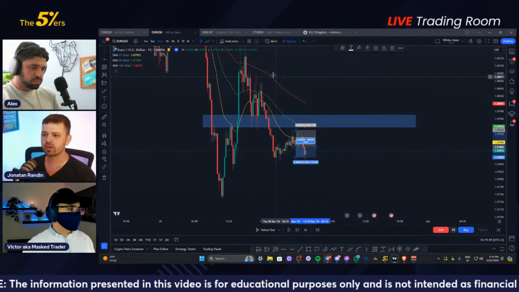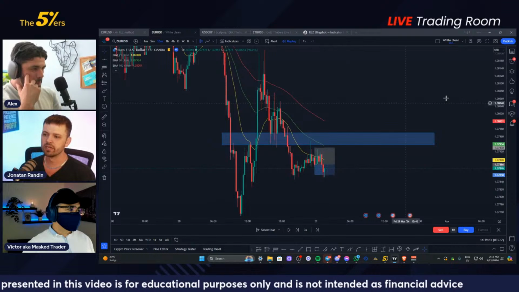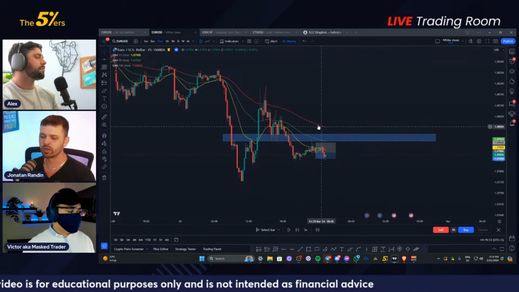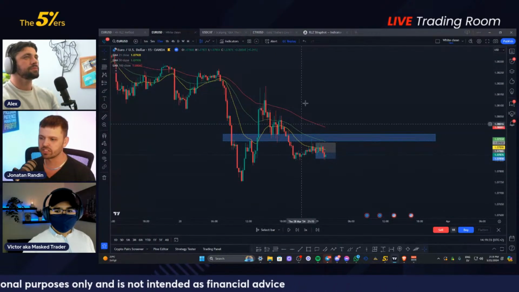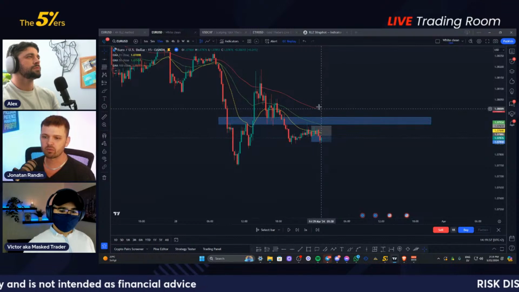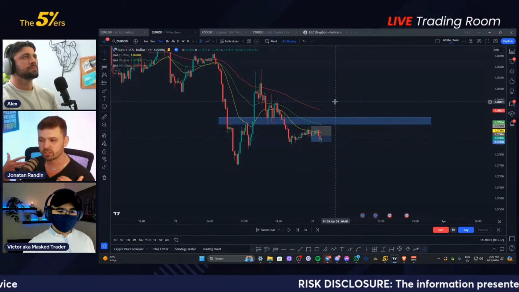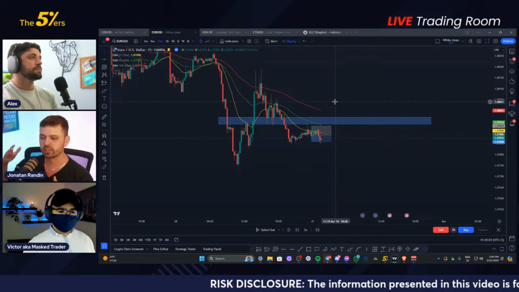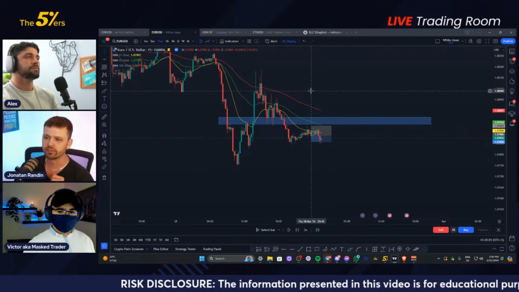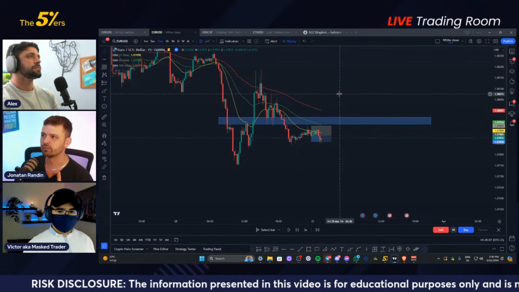So the way I use the 100 is just to confirm that the trend is the way I want it. So I want space between all 3. I'm not really using the 100 in trade management or as an entry trigger. I'm mostly looking at that one to confirm that the trend is the way I want it to be.